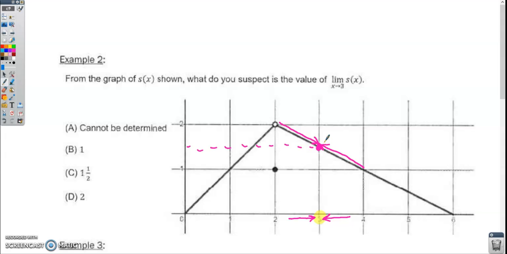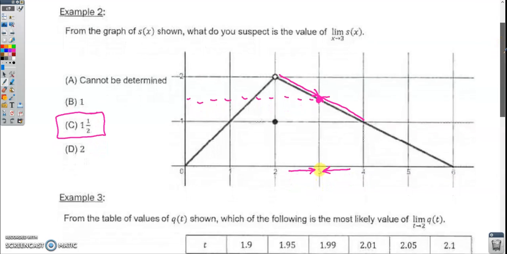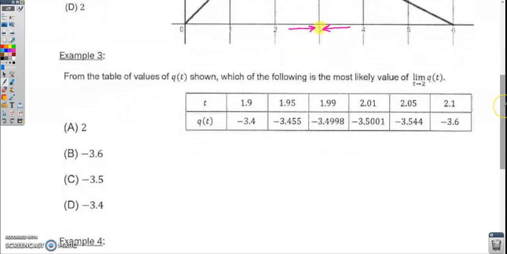And so we're going to say that the limit as x approaches 3 of s of x is equal to 1.5. We will go into a great deal more detail in a later lesson when we talk about how to find limits graphically. We'll do a bunch more examples like this, and you'll see some other nuances that you need to consider when you're finding a limit graphically. All right, let's look at example 3.